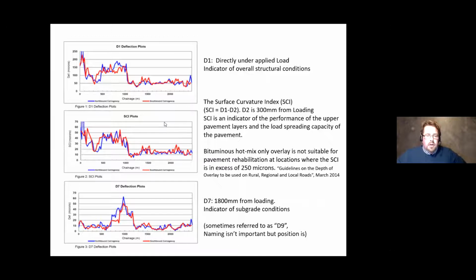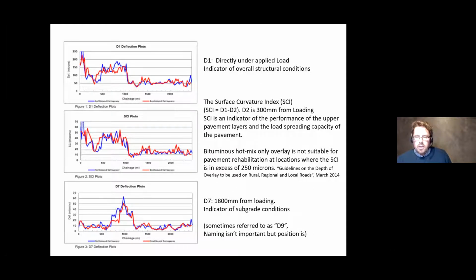The next one you need to be conscious of is the SCI, which is the surface curvature index, and it's the difference between the D1 and the D2, which is the next sensor 300 mils away. And this is an indicator of your overall structural upper layer performance and how the load is spread from one layer to another. And this is very, very applicable because the Orange Book, so the guidelines for overlay on non-national roads, puts a limit of 250 microns for an SCI. If you cannot safely overlay with bituminous only material when your SCI is over 250, and the TII documents don't contradict this.